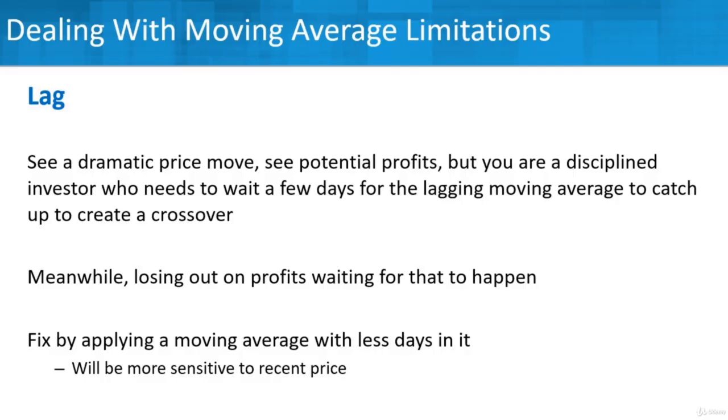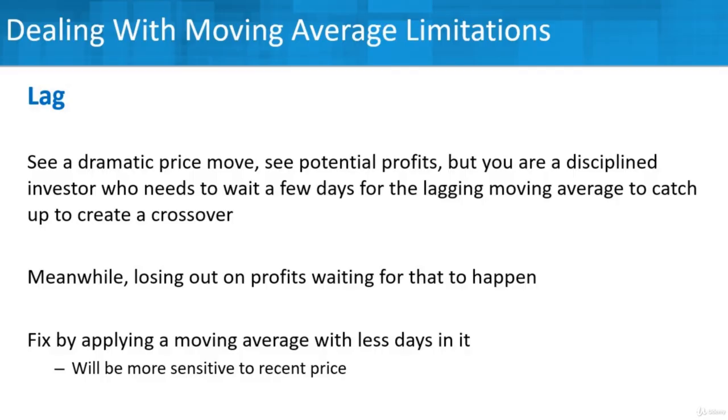So you can see it happening. You see it moving towards the moving average line, but you're waiting for the crossover to happen, which is your way of confirming and making that decision. And if you put an extra filter on, like it needs to cross the line by, say, 2% or 3% before you make a decision to buy, for example. Meanwhile, while you're waiting for that lag, you could be losing out on profits waiting for that to happen.